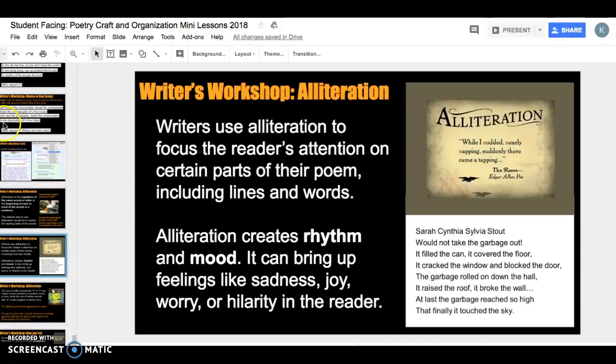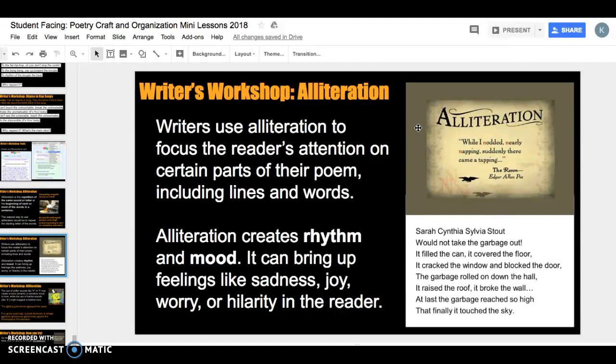And so we think about, why do writers use alliteration? Poets and writers use alliteration to focus your attention on certain parts of their poem or writing, including the lines and words. And alliteration creates kind of a rhythm and mood. If we think about a couple different examples, this top example on the right is from a famous poem called The Raven by a famous poet, Edgar Allan Poe. He's known for writing kind of scary, very horror-themed poems.